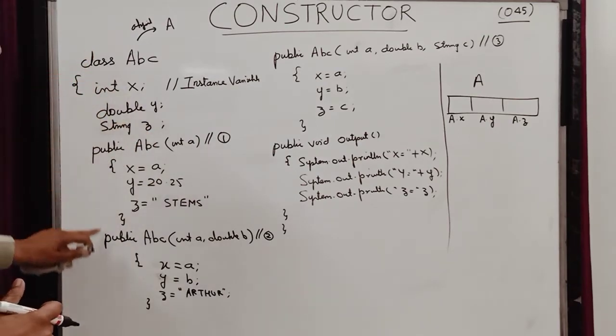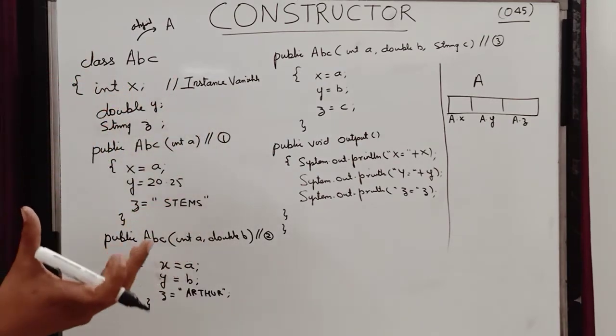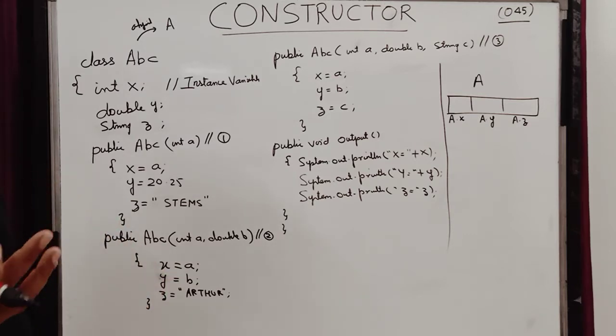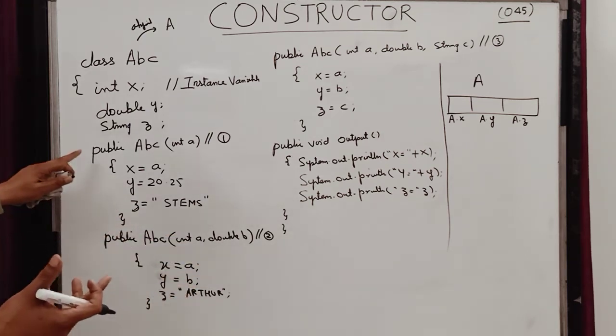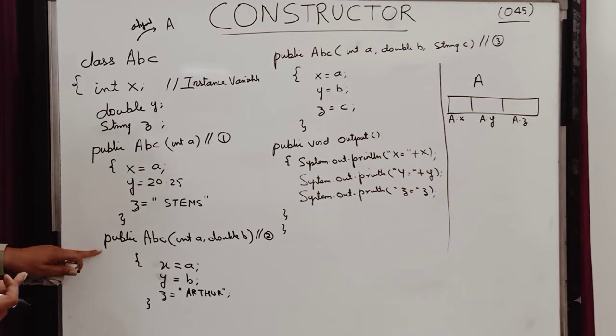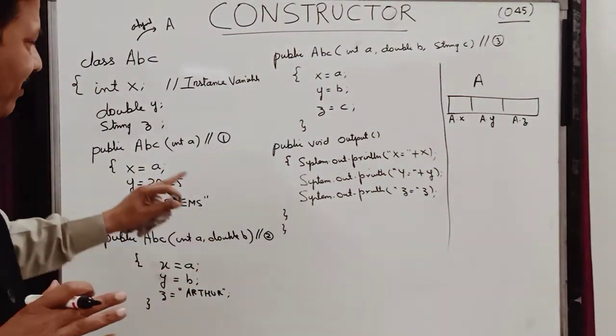Say if I am executing this program, it is going to ask me to create an object. As we create an object, before it creates the object, it will ask me which constructor you require. You require the first constructor or the second constructor or the third constructor. You can use either of them, any one of them.